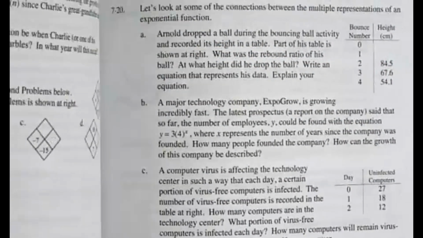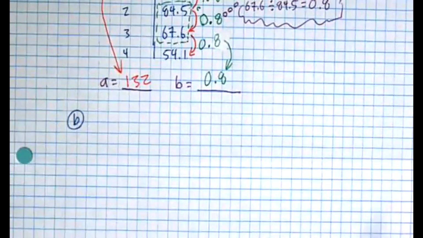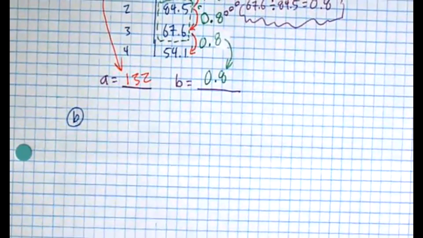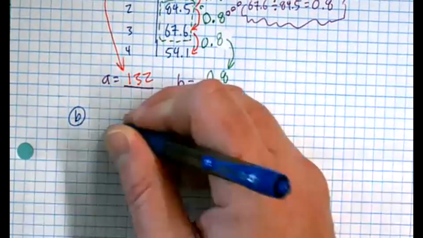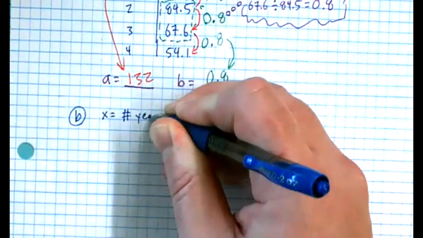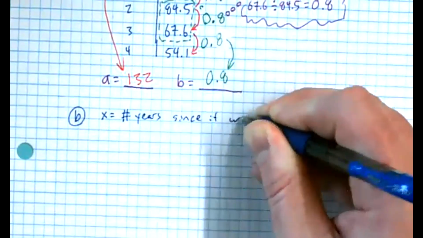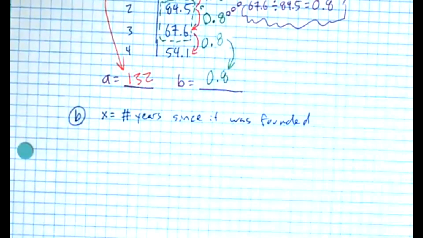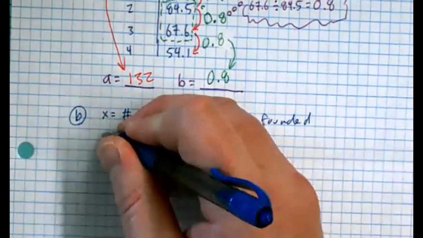All right, I heard some good stuff there. Let's go to our notes here. We should probably write some important stuff down. What's something important from this paragraph that we should probably write down? What do you think? X equals number of years since it was founded. That was really important. Thank you for that. What else should we write down? Y equals number of people.